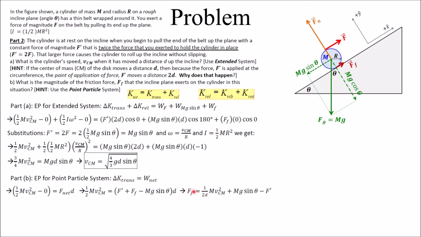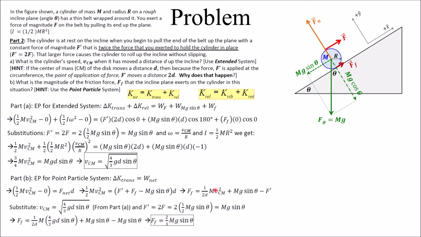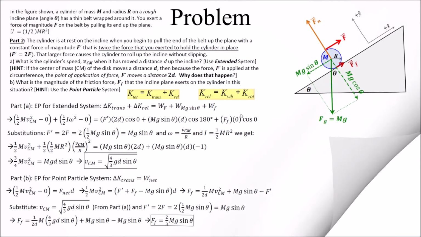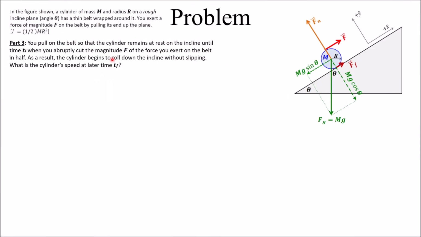And so we can solve for the force of friction there. And we can also substitute in the v-CM from what we got in part A. And we can arrive at a nice expression for the force of friction for part B on this part 2. So on to part 3.